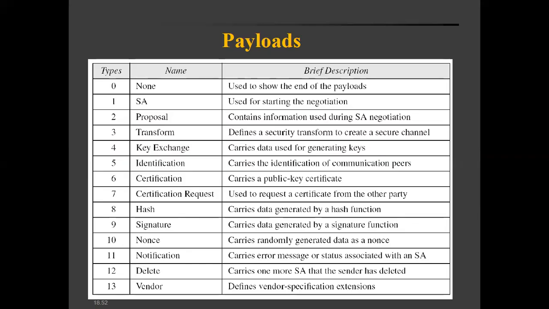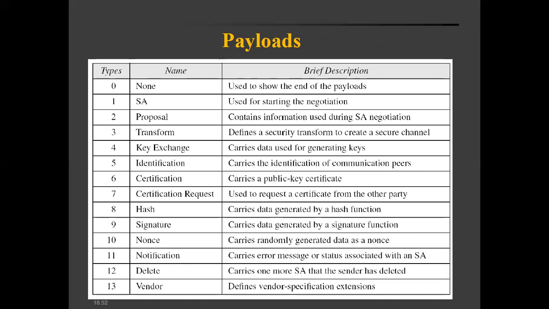Then there are different payloads. The payloads are actually designed to carry the messages. And the table is describing the different payloads. So none, when the type is 0, it means that it is used to show the end of the payload. SA is used for starting of the negotiation.